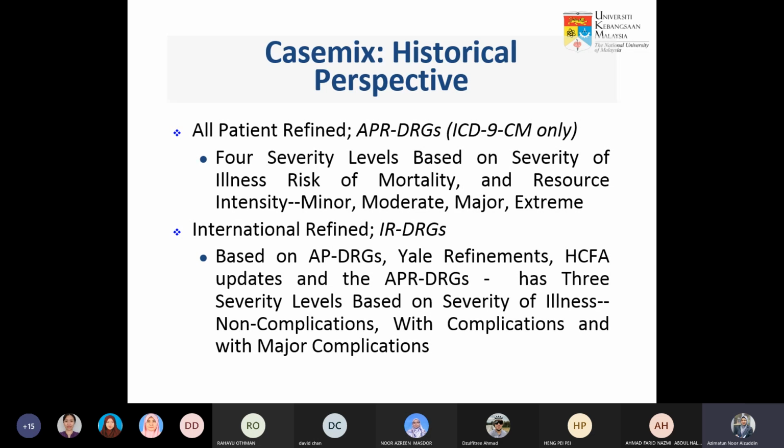Kemudian refine further for international level. So international refine jadi IR DRGs. So based on the all patient DRG study, Yale refinements, lepas tu dengan HCFA updates and also the APR DRGs. So have combine all this. Untuk international, dia come up with 3 severity levels based on severity of illness, with severity 1 adalah non-complications, severity 2 adalah with complications, and also severity 3 with the major complications.